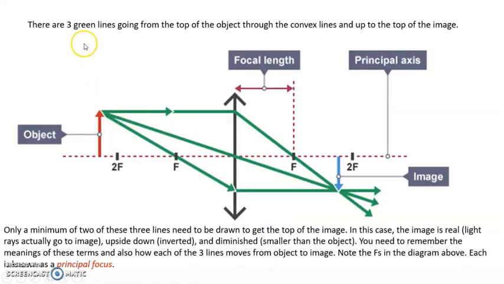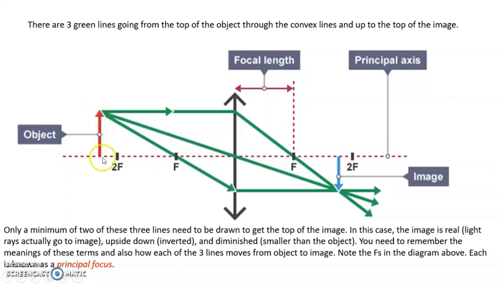Okay, right. So there are three green lines going from the top of the object through the convex lens and up to the top of the image. This is supposed to be lens, so please make that correction. It is convex lens. Okay, so we have three green lines. So basically, if you want to generate this image, if you're given this and these distances f and 2f, and this distance as well, f and 2f, and then you're given the object. So you're given the object, its position can be drawn on the exam paper.